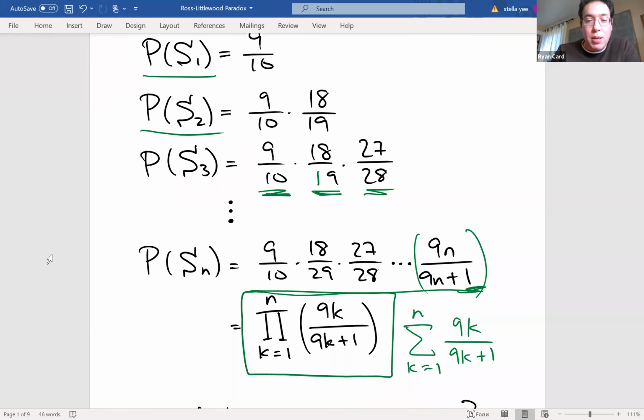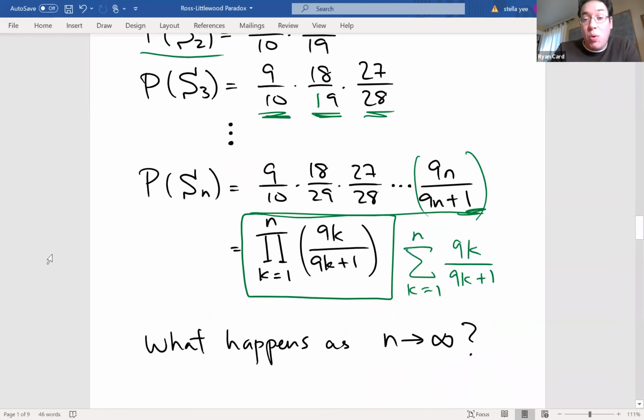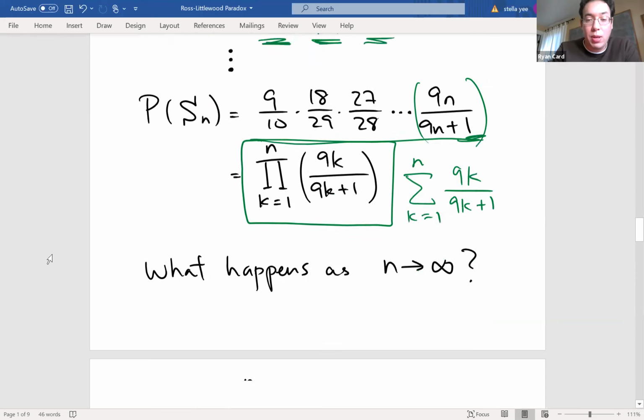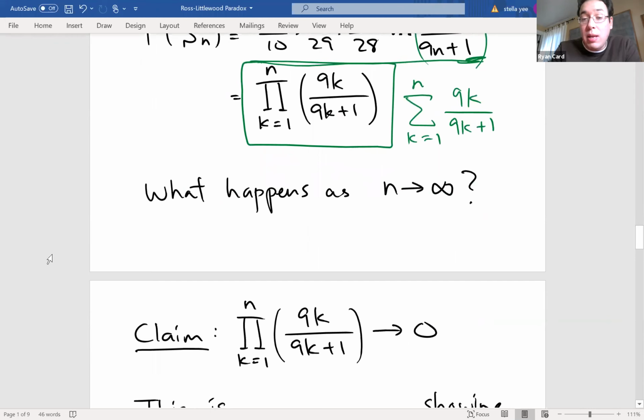Okay, so the question is, this is the probability that it survives n steps. What happens at noon? So what happens as we take this n to infinity? What happens to the probability of survival? This is what we want to compute. And my claim is that the probability goes to 0.